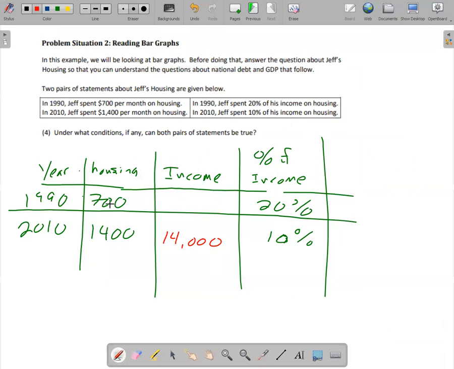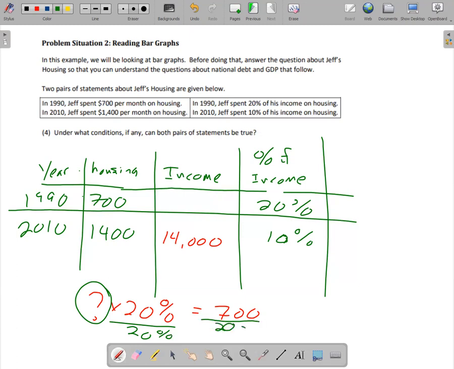So 20% of his income. So we take 20% of some number, we end up with 700. What times 20% is 700? That one's not working out in my head. So what times 20% would be equal to 700? We've done a little algebra before. So I think here, to get this missing number, we could just divide that 20% to the other side. And that should give us what his income was.